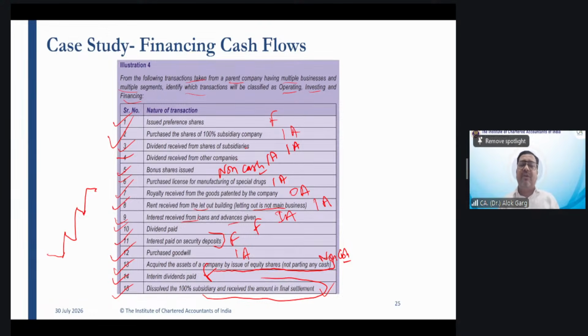Point number 7, royalty received from the goods patented by the company. The company is selling goods, and the company has patented some goods, so that I am authorized to sell these kinds of goods.